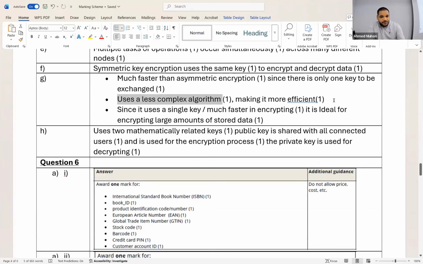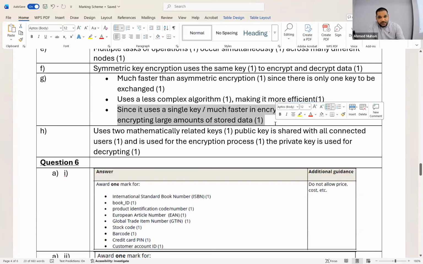We didn't talk about this, no? What did we say? We said uses less resources, no? We didn't say this also: it is ideal for encrypting what? Symmetric is ideal for encrypting large volumes of data because it uses minimal resources, right? It doesn't use a lot of resources. It doesn't need a lot of processing power.